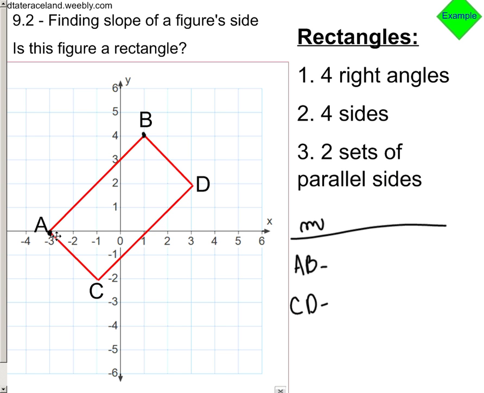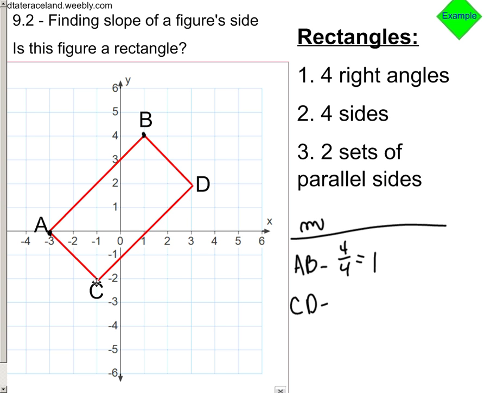A to B, let's see, I would count up 1, 2, 3, 4, so my rise is 4. And then I can go over to where B is, and that would be 1, 2, 3, 4. So that'd be 4 as well. So my slope is 1. If these 2 sides, AB and CD, are parallel, they have to have the same slope.